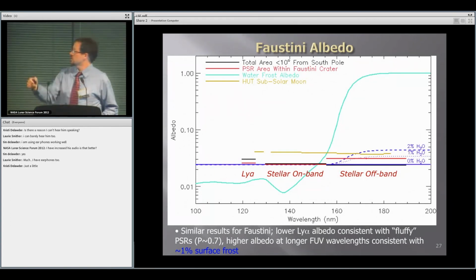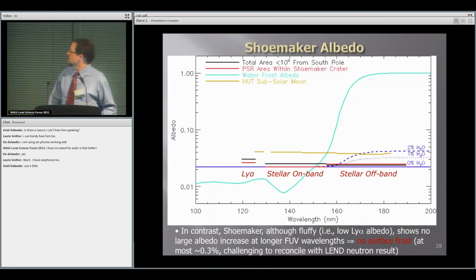Next slide, please. When we look at Shoemaker crater, again, we can see maybe higher porosity there. But when we look at the longer wavelengths, our technique really doesn't say much. We might infer a 0.3% mixing of water ice there, but we don't have much confidence in that sort of limit. So for practical purposes, we don't really see an enhancement in water frost there. Next slide.